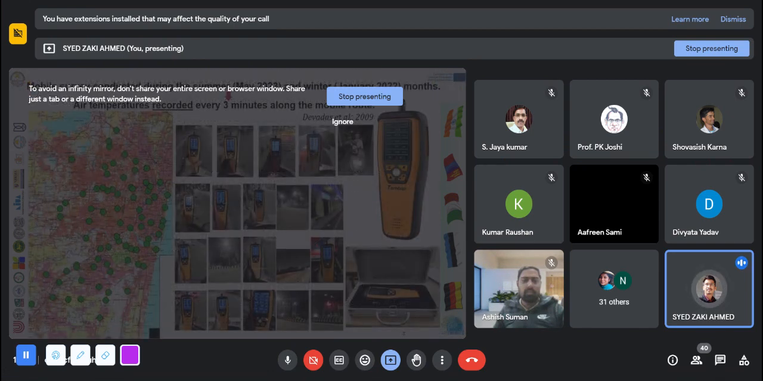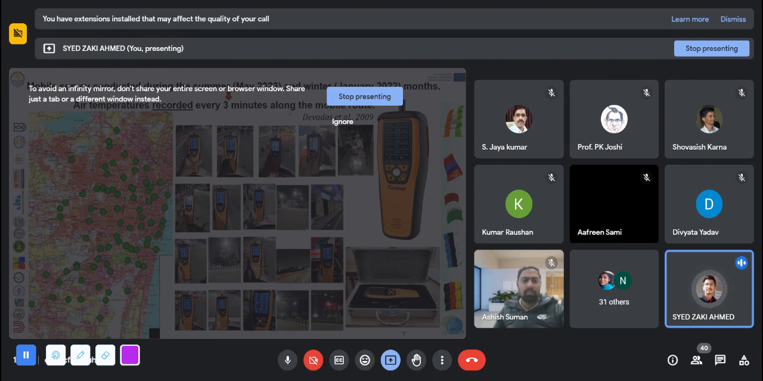Coming to the survey. The first objective was a mobile survey, and it was conducted during the summer and winter, in May 2023 and January 2023. Actually, it will be 2023. So in these months, air temperatures were recorded every 3 minutes along the mobile route. The routes were selected and readings taken every 3 minutes.